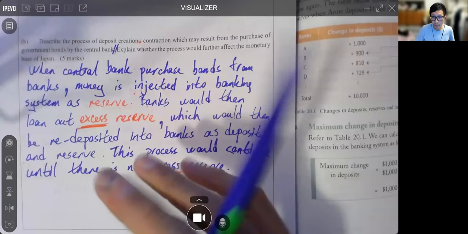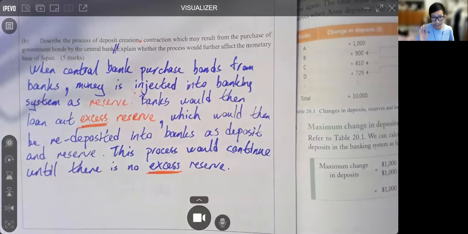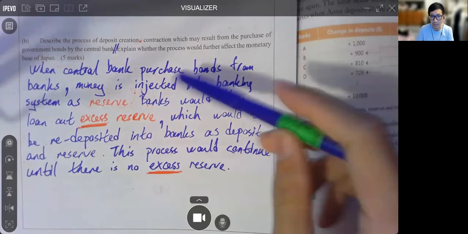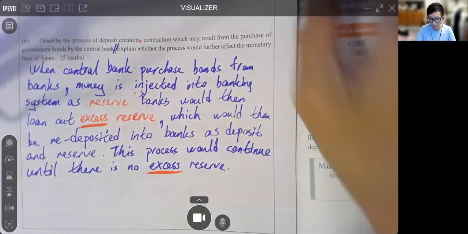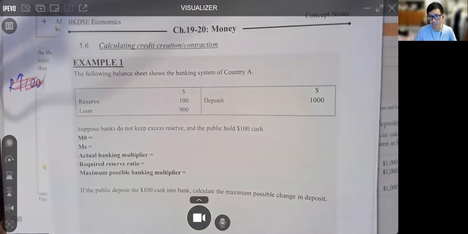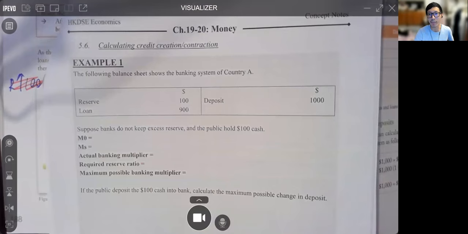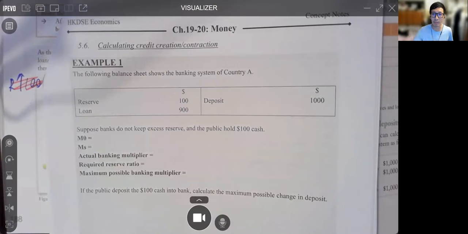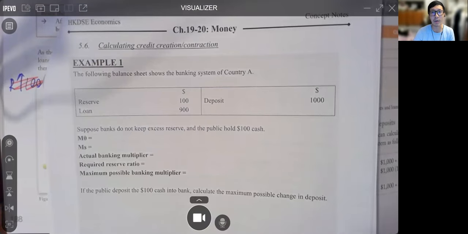Then, explain whether the process will further affect the monetary base of Japan. Again, we haven't learned this yet. So let's deal with the rest of this question in our next video when we talk about the actual calculation of credit creation or contraction. Okay, 好嗎? Now, again, we haven't even gone into the mathematics. We already almost half an hour. So for the next video, which probably will be the last video for our chapter 20, it will be a very long video in which we do a lot of past paper and do a lot of mathematical calculations on credit creation and credit contraction. Okay, so I will see you very soon in our next video. Bye-bye.